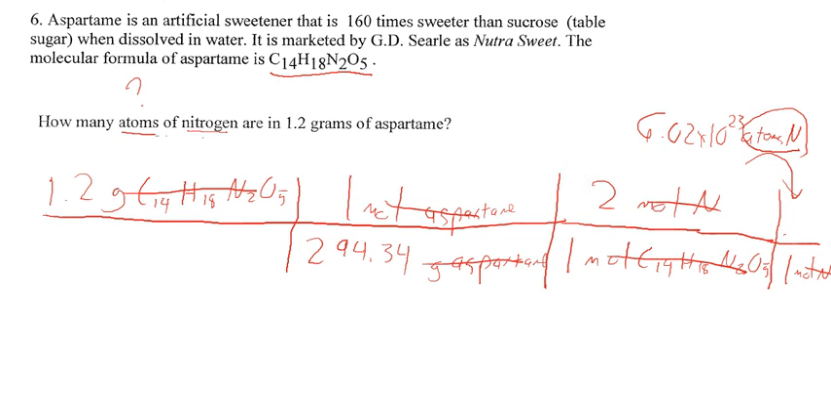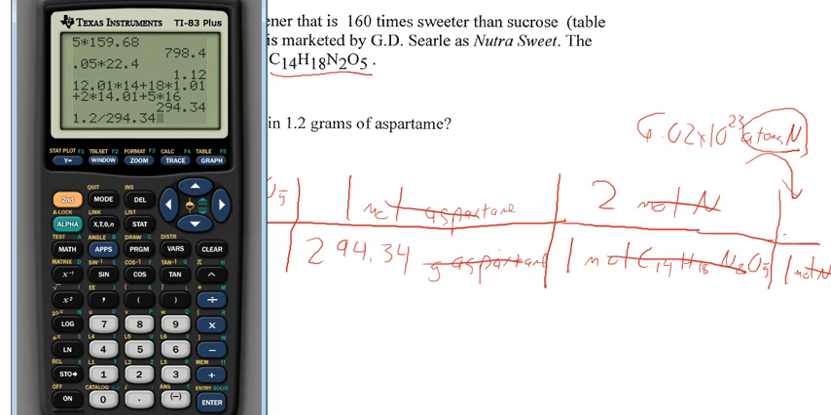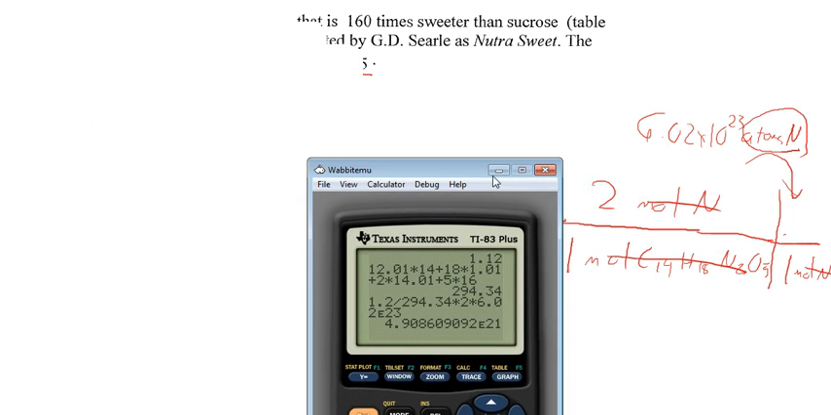So putting this into my calculator, 1.2, next number is at the bottom, means divide by 294.34. Okay. My next number is at the top, so that means times 2. And my next number is also at the top, so that's times 6.02 times 10 to the 23rd. And I get this answer back.